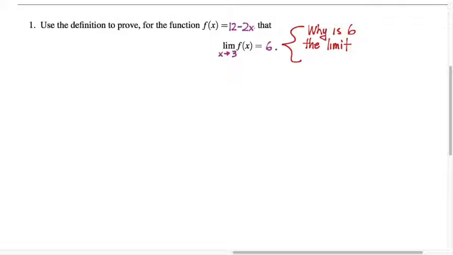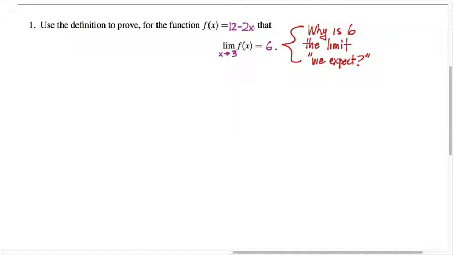The task is to show, using the definition of the limit, that the limit as x tends to 3 of the function f of x equals 12 minus 2x is equal to 6. So my question for right now is, why is 6 the limit that we expect? What is it about 6 that makes this a high percentage guess for what the limit of this function is as x tends to 3?